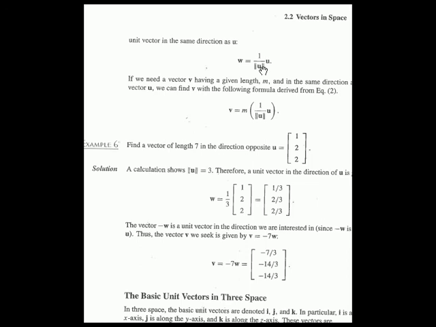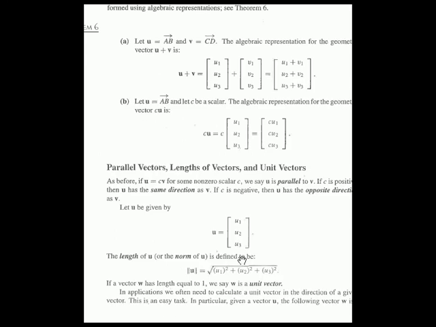And by the way, the norm, as you probably know, is the square root of the sum of squares of the components. So the length of a vector in 3 space is the square root of u1 squared plus u2 squared plus u3 squared. In 2 space, of course, it's just the square root of u1 squared plus u2 squared.